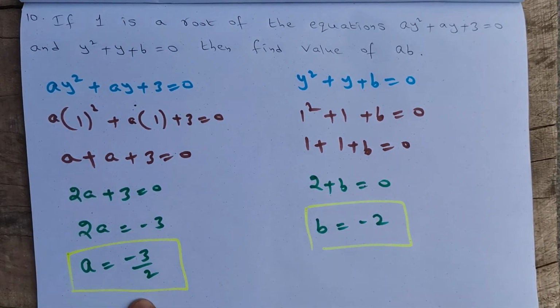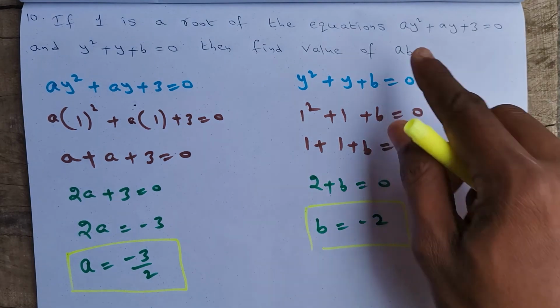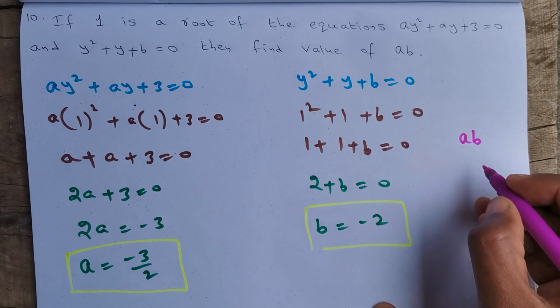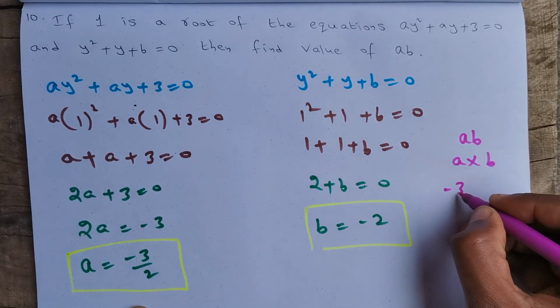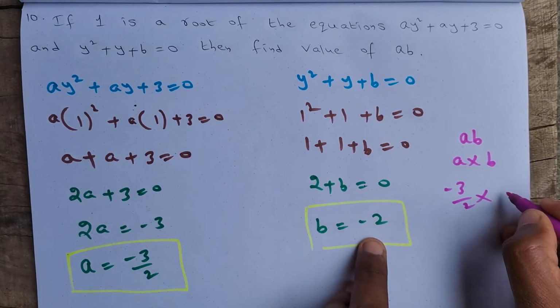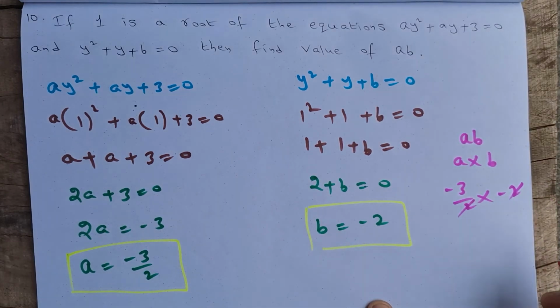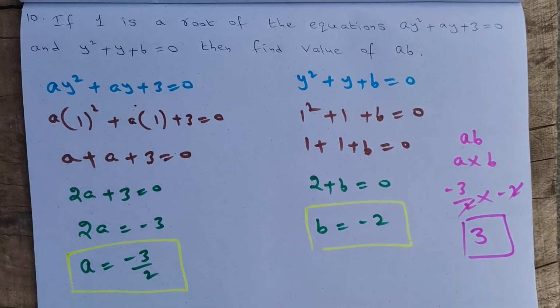The a value we got as minus 3 by 2 and the b value we got as minus 2. Then what he is asking in the question: find the value of ab. ab is nothing but a into b. So the a value we got as minus 3 by 2 into the b value we got as minus 2. So here 2 will get cancelled, minus into minus is plus. So the final answer is 3. Then the value of ab is 3.